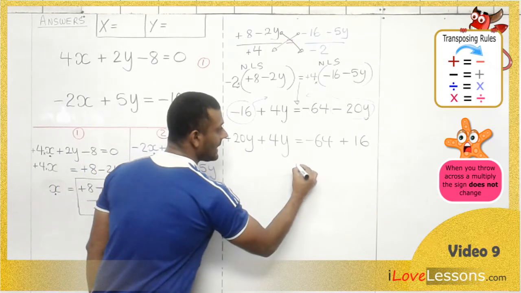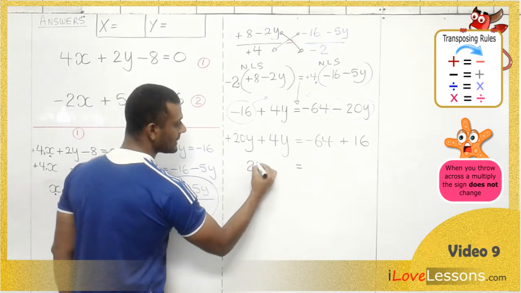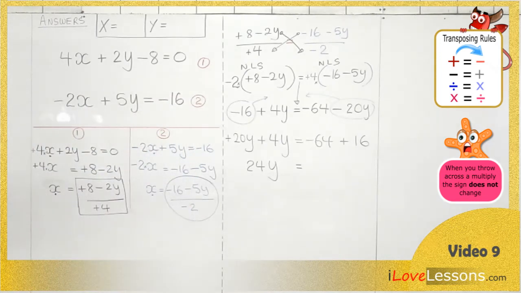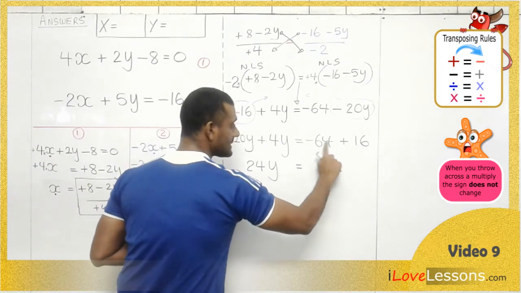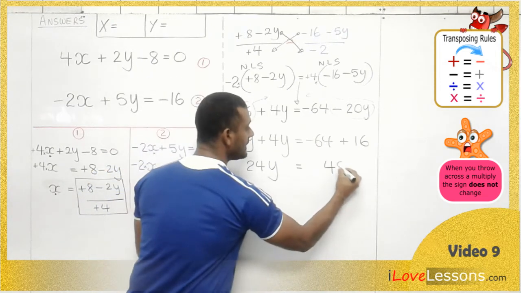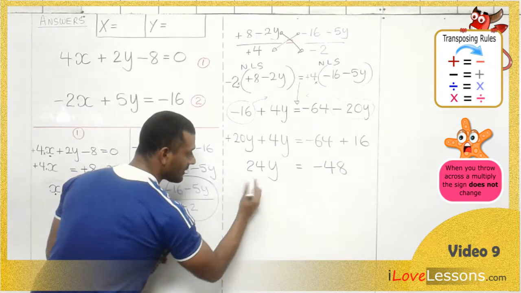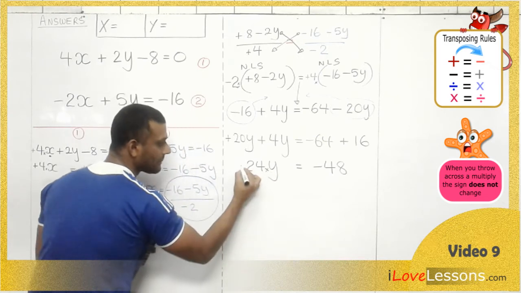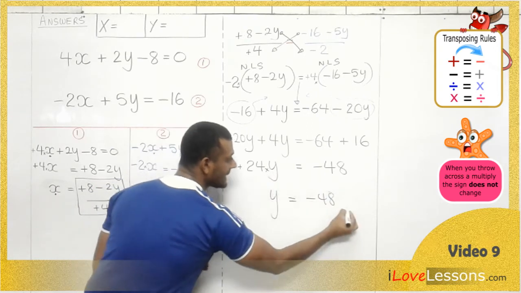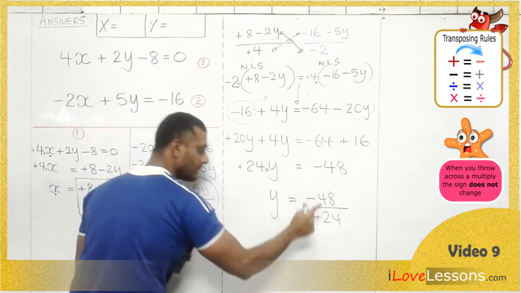Okay, so let's add up here. 20y plus 4y is 24y. Now, these here, the signs are different, so we minus. We're going to get 48, and we have to put back the sign of the bigger number. So now we just have to solve for y. Now the 24 is a secret multiply, and he's positive. Throw across the multiply. We're going to get a divide. But the sign of the 24 will not change. If he's positive, he will remain positive.